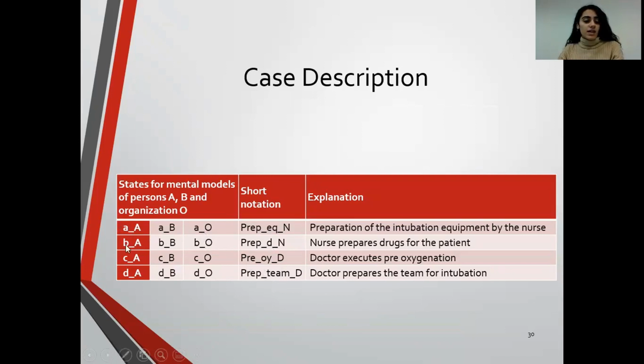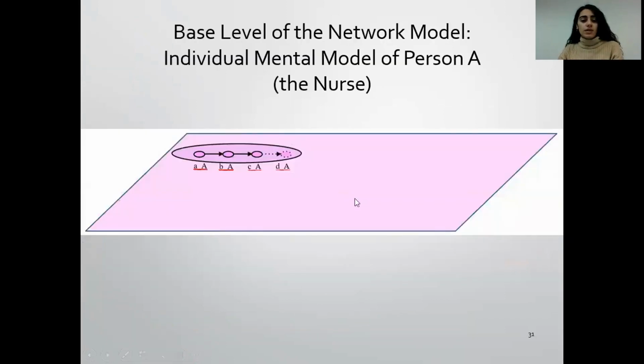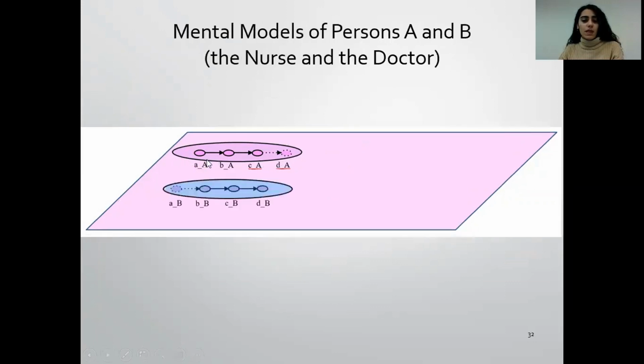We have task A, B, C, and D, and we have person A and person B, and also we have the organization. The base level is the basic skeleton of the model. And in this level, we have mental model states of person A and also person B.